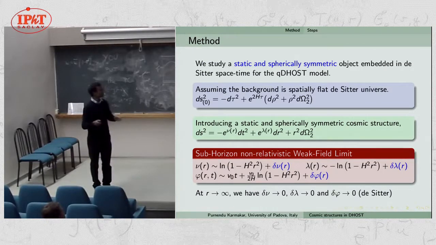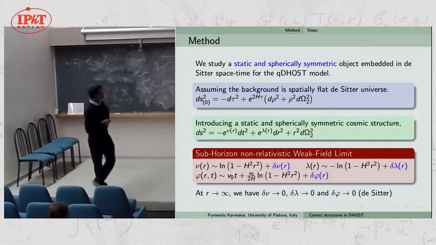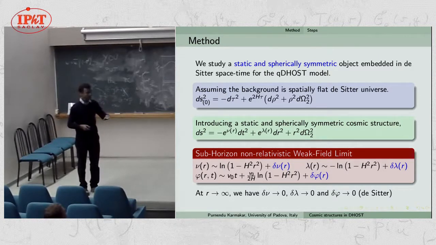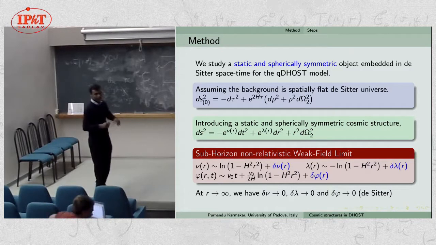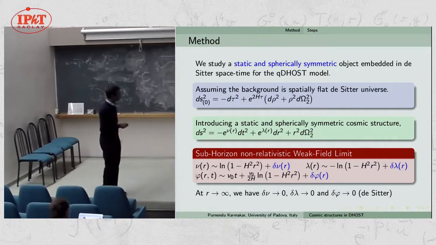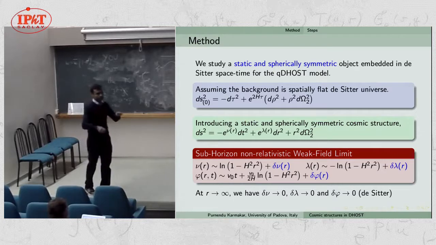So we start with a static spherically symmetric object embedded in de Sitter space-time for the quadratic degenerate higher order theory. We are assuming the background is de Sitter, which means it will follow flat de Sitter, but then we have to embed it in a spherically symmetric cosmic structure, and then we go to the sub-horizon, non-relativistic weak field limit, where the perturbation will also be taken care of. If we take a sufficiently large radius, I mean if we go sufficiently far, then all this perturbation will be 0, and we will have only the de Sitter background. So we are going to follow this mechanism: first we put the de Sitter background, and then we put the perturbation embedded in a spherically symmetric object.